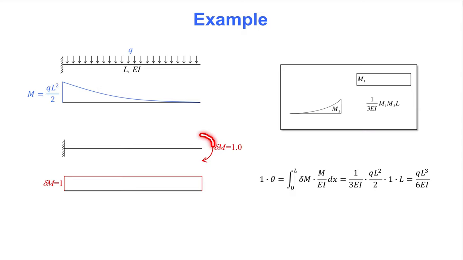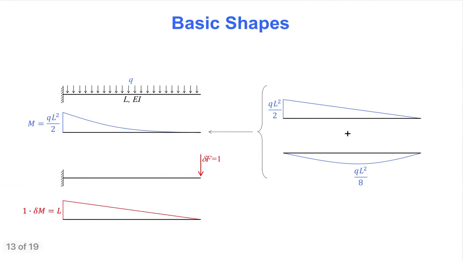Notice from the formula sheet that the integral now contains the factor 1/3, because we are now integrating the blue parabola with a constant virtual moment diagram, shown in red. The result is that the rotation at the tip of the cantilever is QL cubed over 6 EI. The next slide highlights the utility and correctness of decomposing bending moment diagrams into basic shapes.